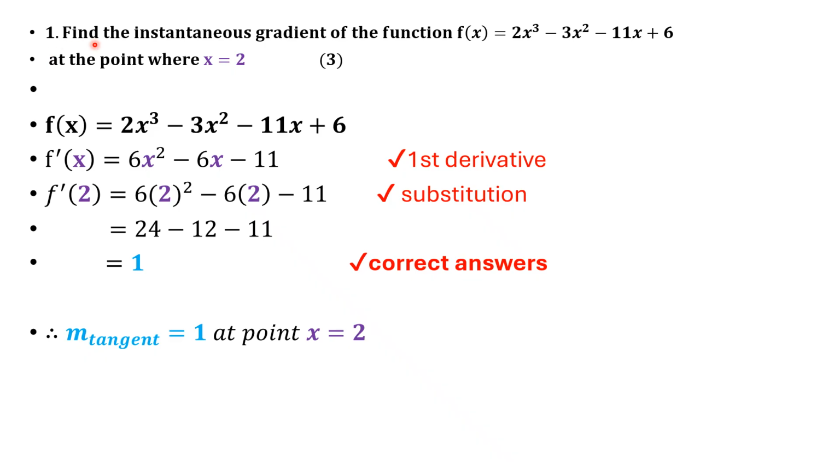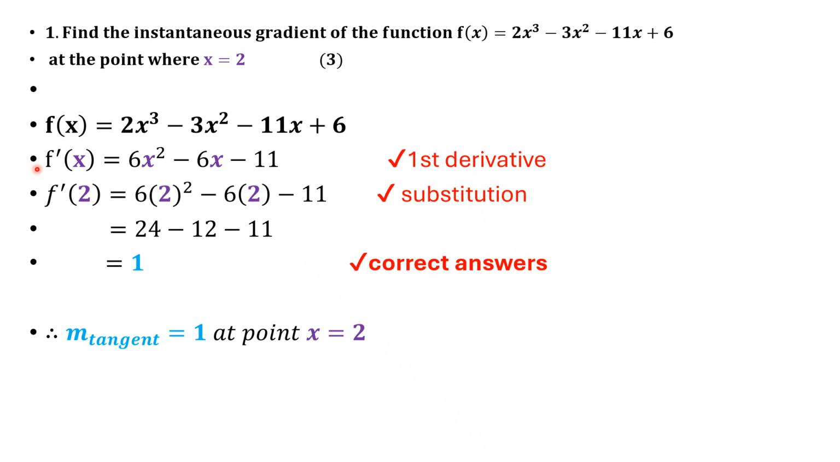Alright, number 1, find the instantaneous gradient. So when you see instantaneous gradient, we are required to find the first derivative of the function f of x equals 2x cubed minus 3x squared minus 11x plus 6 at the point where x equals 2. So technically, because of instantaneous gradient, I must find the first derivative. In the first derivative, I have to substitute the value 2. Right?